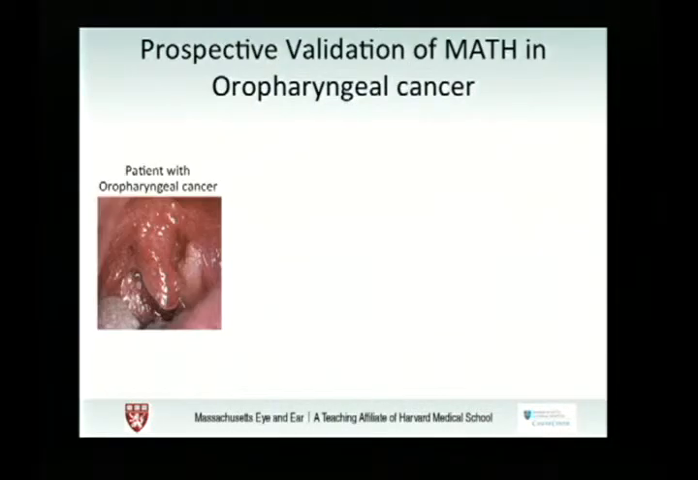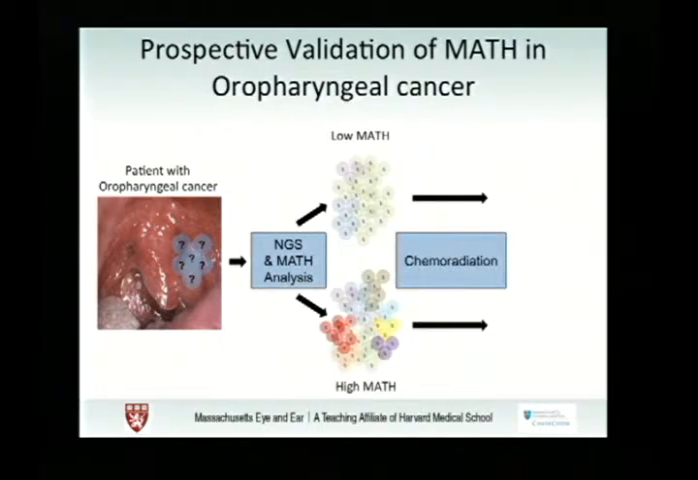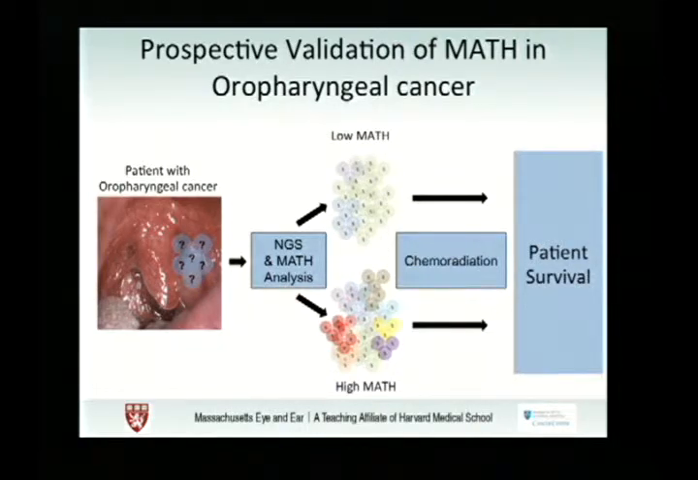So this is the prospective validation I talked about. It's going on in our lab. Patient with oropharyngeal cancer. What's his or her MATH score? Usually a man. So next generation sequencing MATH analysis is being done prospectively. They're all getting platinum-based chemotherapy. And we're really looking at survival. And we're up at about 147 patients now. So we're going to be able to answer this question.